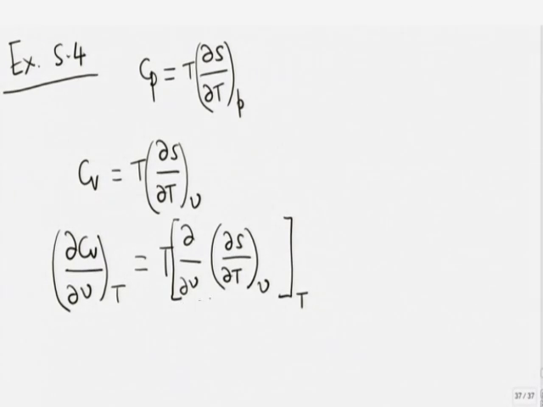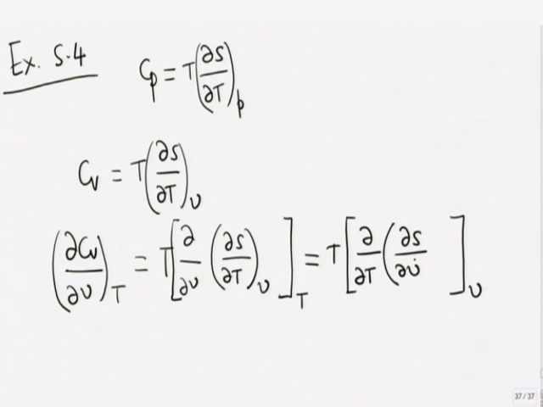But now we have two partial derivatives. So this is a second partial cross derivative, TV, VT. So I can change the order of derivative. So this can become T. What was the inner derivative? Partial with respect to T at constant V. Outer derivative, partial with respect to V at constant T.